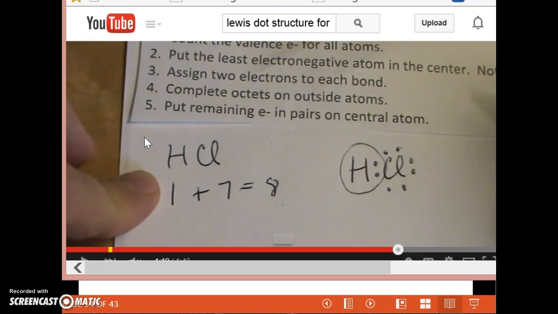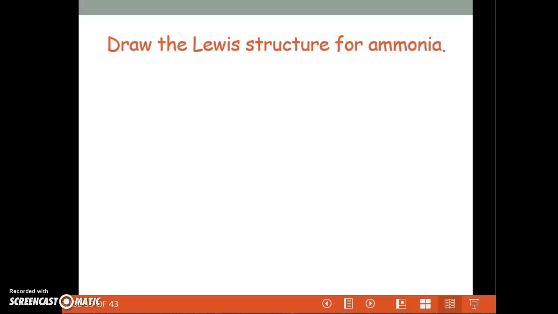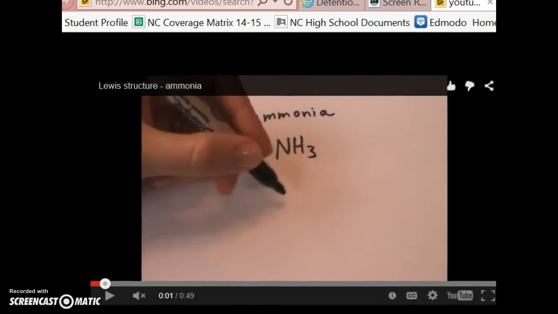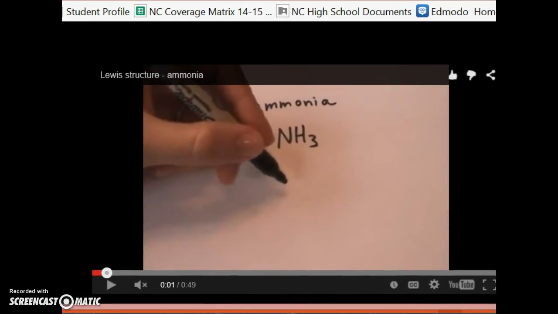All right, I want you guys to try ammonia, the next example. Ammonia is NH3. So try the next example. This shouldn't take you longer than like 45 seconds. And you can see if you don't know the chemical formula for ammonia, I just dragged it onto the screen for you.